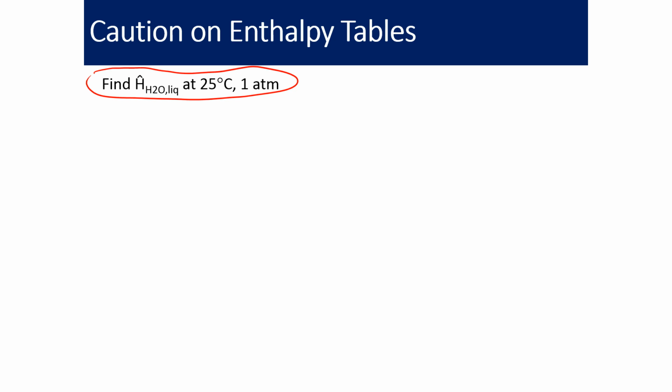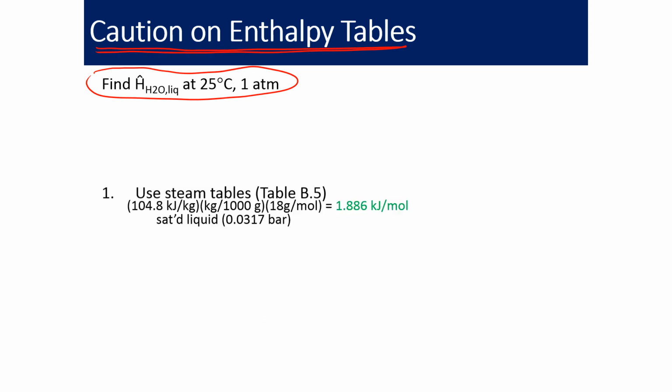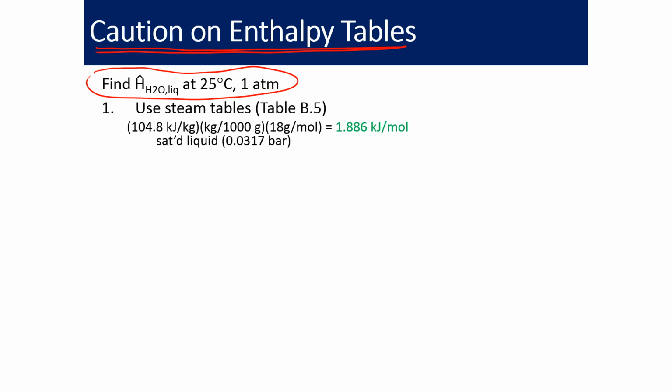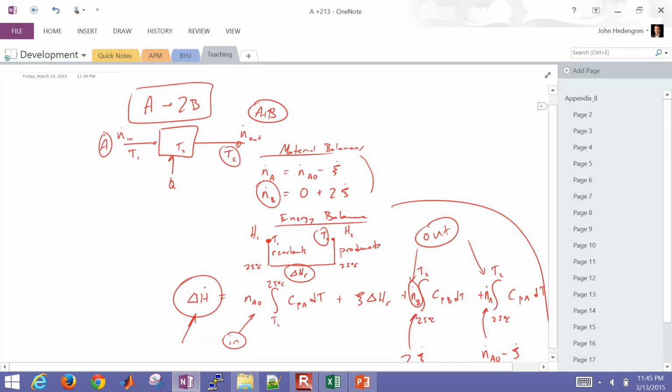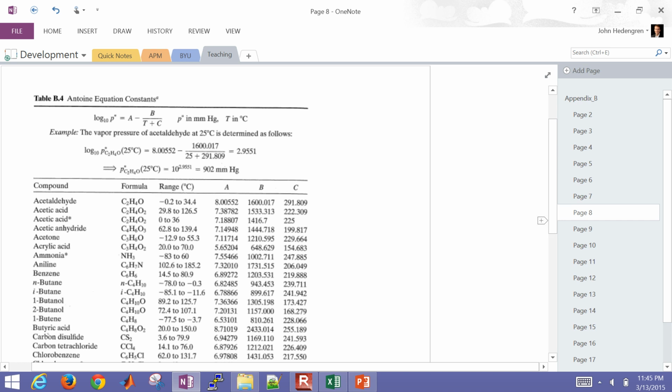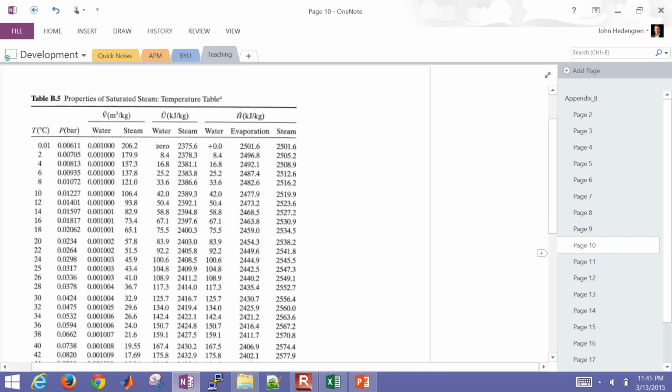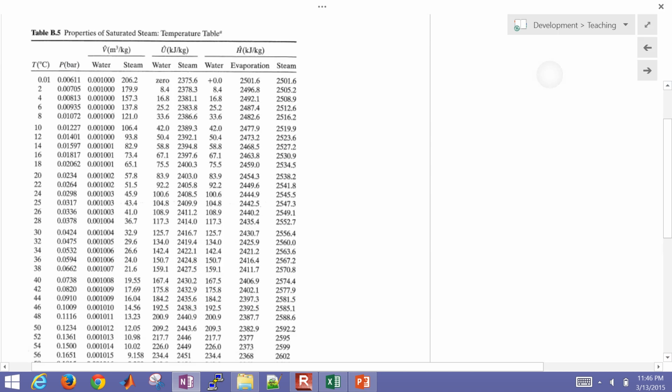So let's look at a caution on using the enthalpy tables, because there are a couple of different enthalpy tables in the back of the book. If we use the steam tables, this is table B5, for example. Let's go find that. So I'm going to go back to my steam tables, and let's see if I can find B5. Okay, here's B5.